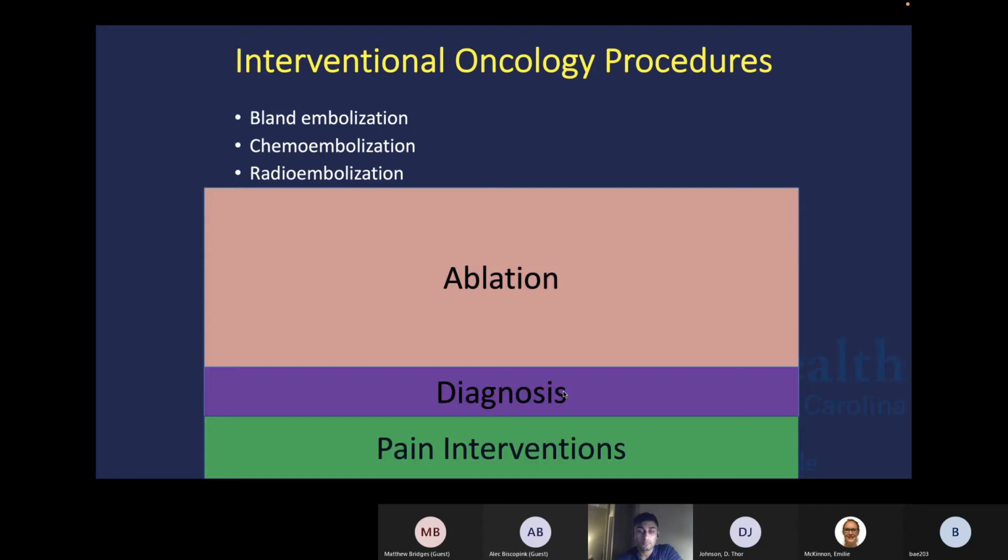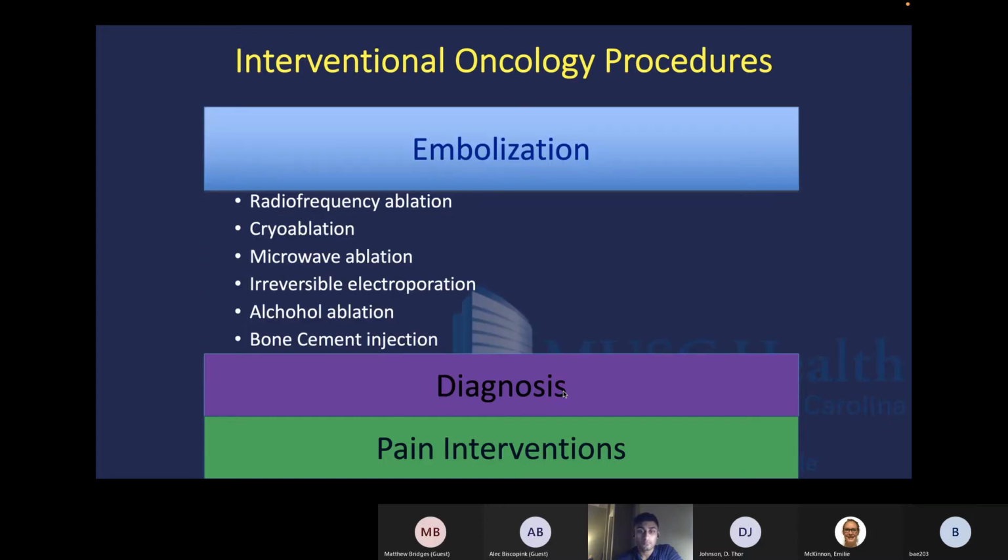You can do irinotecan drug-eluting beads for metastatic colorectal cancer. And then radioembolization, which we're doing more and more of, that's Y90. It's basically a beta-emitting embolic, which gives you the ability to give a massive dose of local radiation without irradiating the rest of the body, because the effective range that you give the radiation is very limited with beta particles.